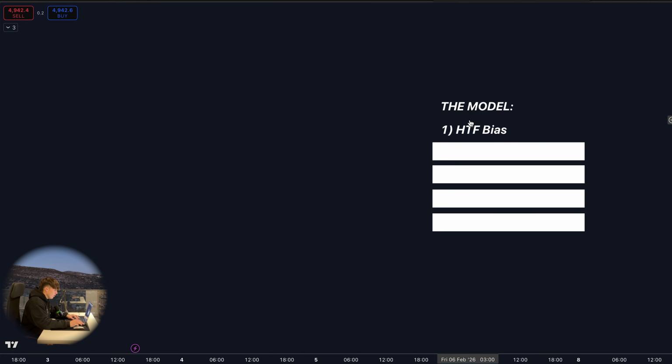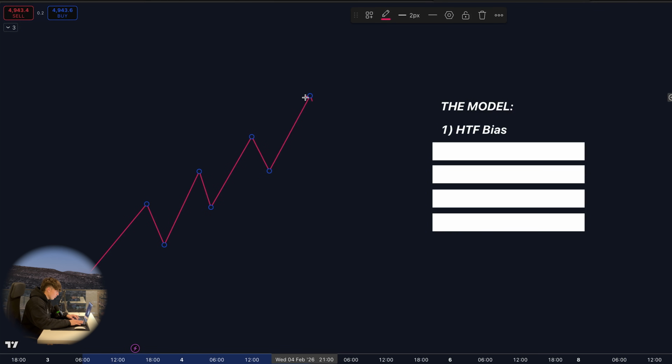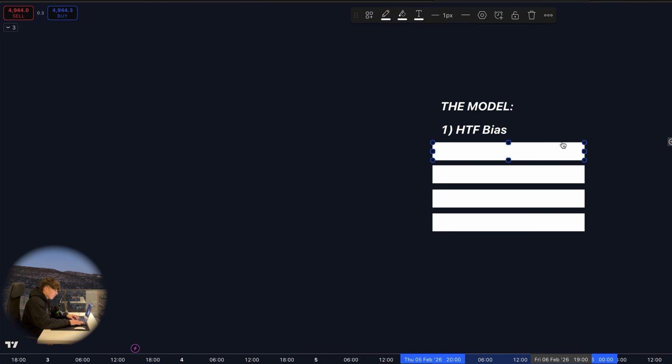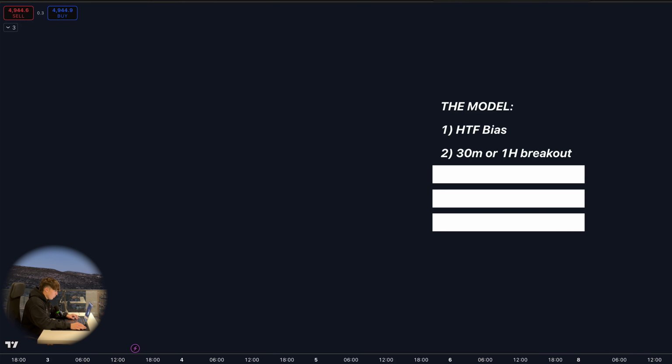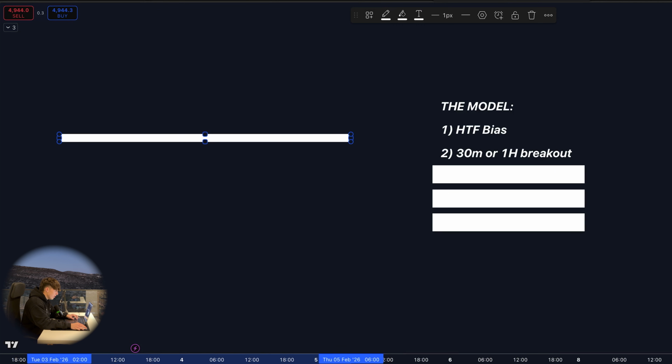Now, what we are looking for is essentially, first of all, we're going to look at the higher time frame bias. Very simply, we want to look to see which direction the higher time frame, so the 1 hour or the 4 hour, is trending in. This is very important. Step number 2 is going to be to go ahead and look for a 30-minute or a 1 hour breakout. Now, if you haven't already seen my video on my breakout model, I advise you go and watch that because I'm not going to be going over it in this video.